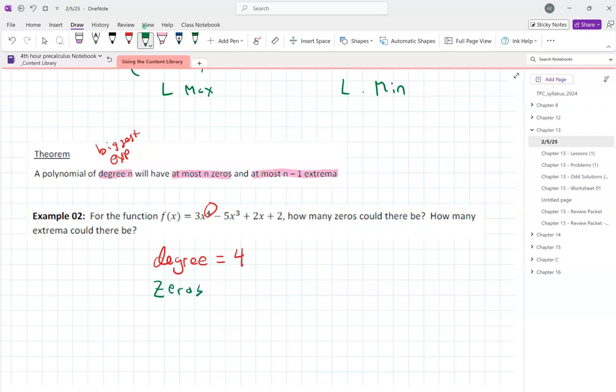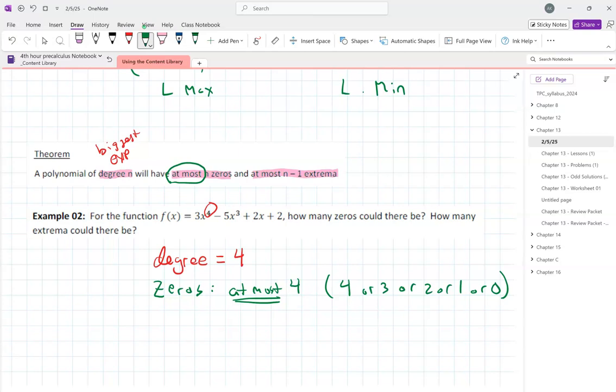So how many zeros can there be? Close. At most 4, which means I could have 4 or 3 or 2 or 1 or 0. Doesn't matter which way you write it, but if you don't have at most there, you have the wrong answer because you've neglected the possibility of it having other possibilities, right? Is that okay with everybody?